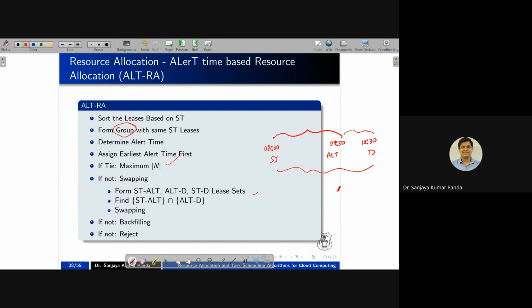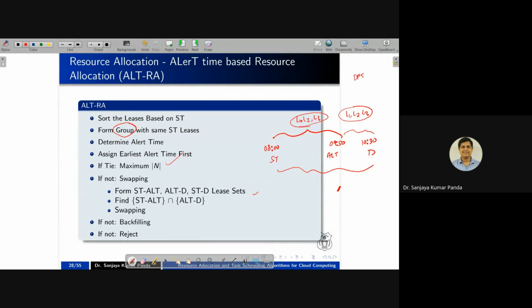Then whatever leases are coming under ST to ALT, you are finding the intersection with ALT to D. For example, L1, L2, L3 come under this one, and again L1, L2, L3 come here. In the previous algorithms like DPS and Hygia, you compare this same set with another same set, so you are doing unnecessary comparison. In order to avoid that, it finds the intersection of ST to ALT and ALT to D. And if none of the lease deadlines is violated, then you apply the process of swapping.